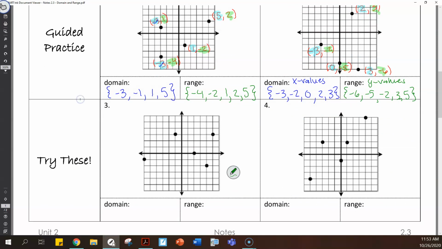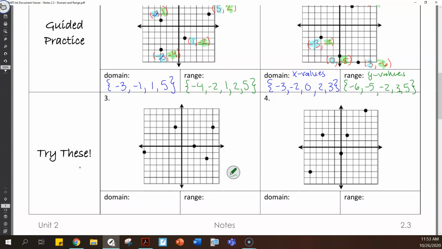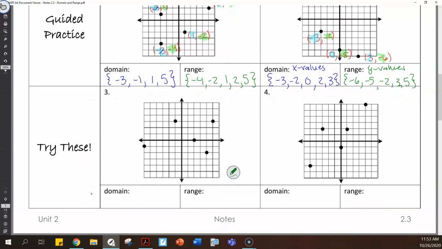Why don't you take a second and see if you can find the domain and the range for number 3 and 4. Go ahead and pause the video, write down the domain and the range in your notes, and then come back here and check your answers against mine.